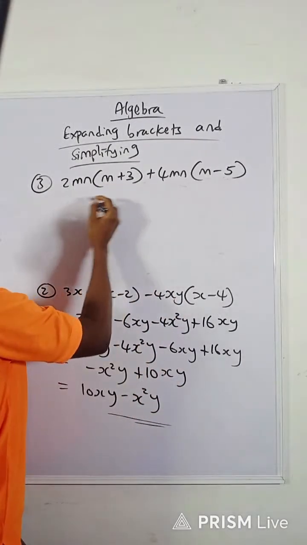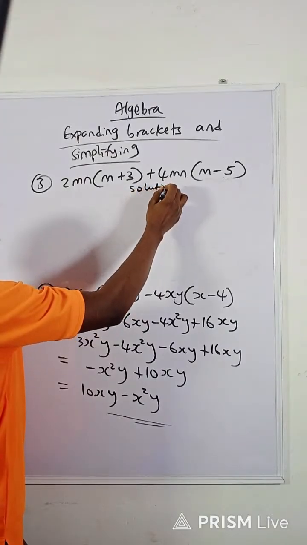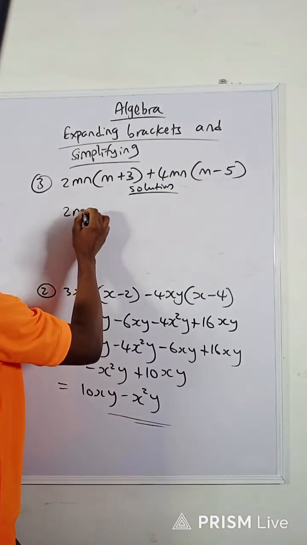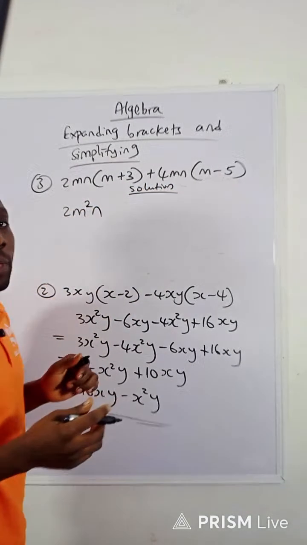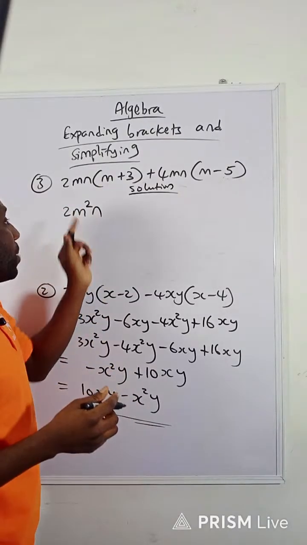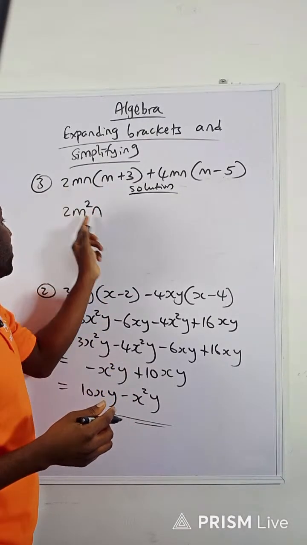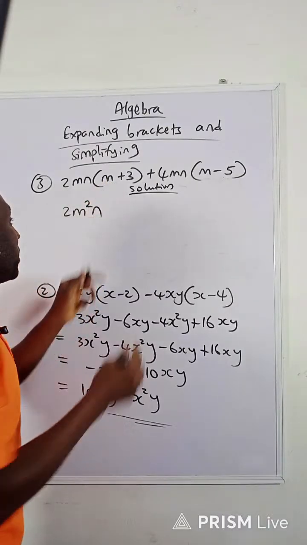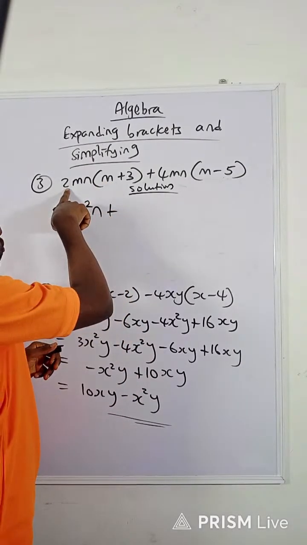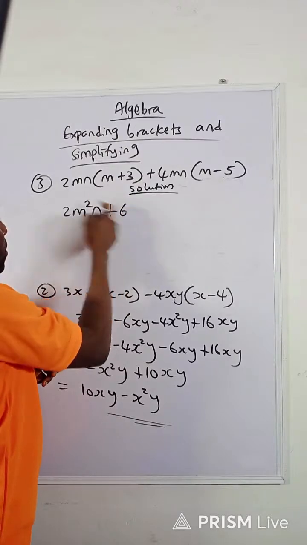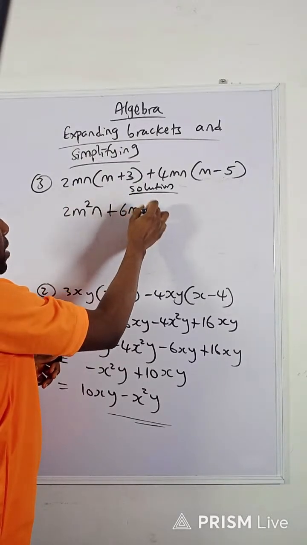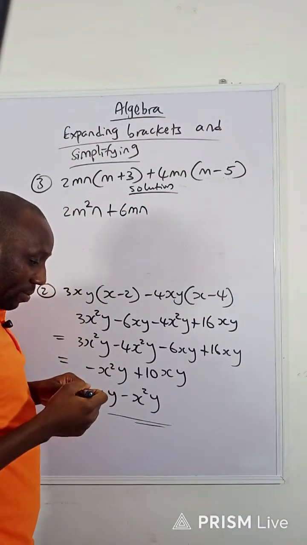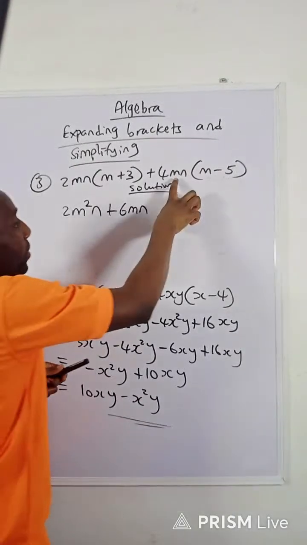So this is going to be what? Solution. This will be 2m squared n. That's it. Because m times m is m squared. You saw 2mn, see n here. M squared came from m times m. All right. Then plus 2 times 3 is 6. But we still have mn. So write mn here like this. You see that? So we come here.